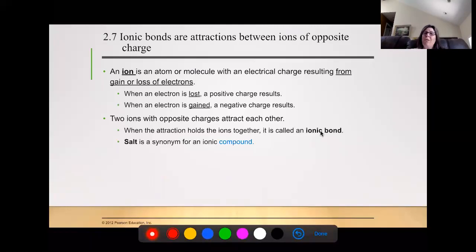Now they both may meet octet, but they have this charge associated with them. So you know what they're going to do? They're going to hang out together. If they hang out together, the positive and negatives cancel each other out, and now the overall charge of the molecule is neutral. We often tend to call these salts because most of these ionic compounds make some kind of salt.